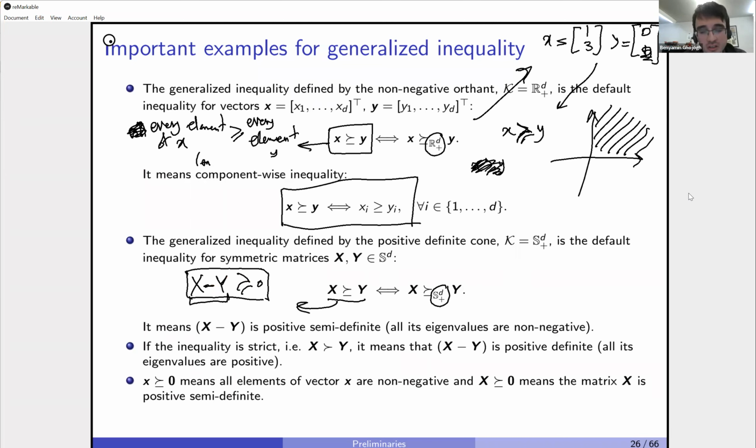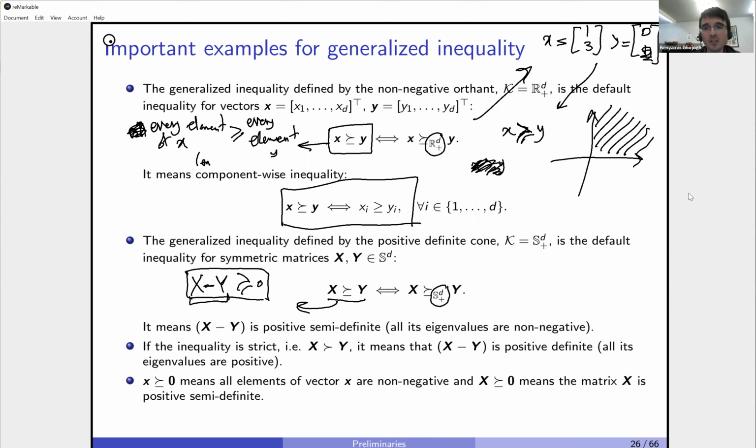And the eigenvalues and eigenvectors, you can look up later, offline. But when you have a matrix, you can find its important directions. Those important directions are called eigenvectors, and the lengths of those directions are called eigenvalues. You can read about it offline. But if all of the eigenvalues are non-negative, then it's called positive semi-definite. This means that all eigenvalues of X minus Y are non-negative. So this is the generalized inequality.